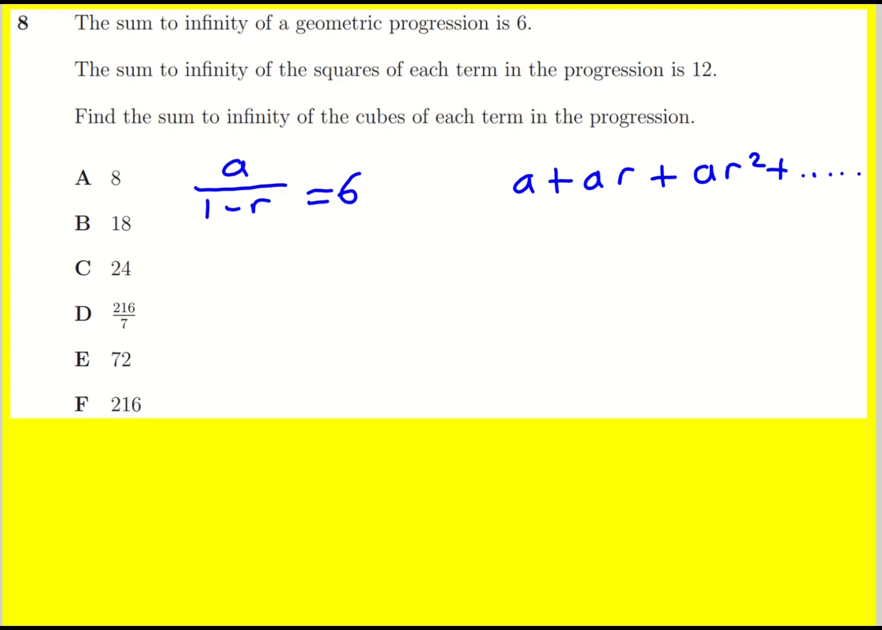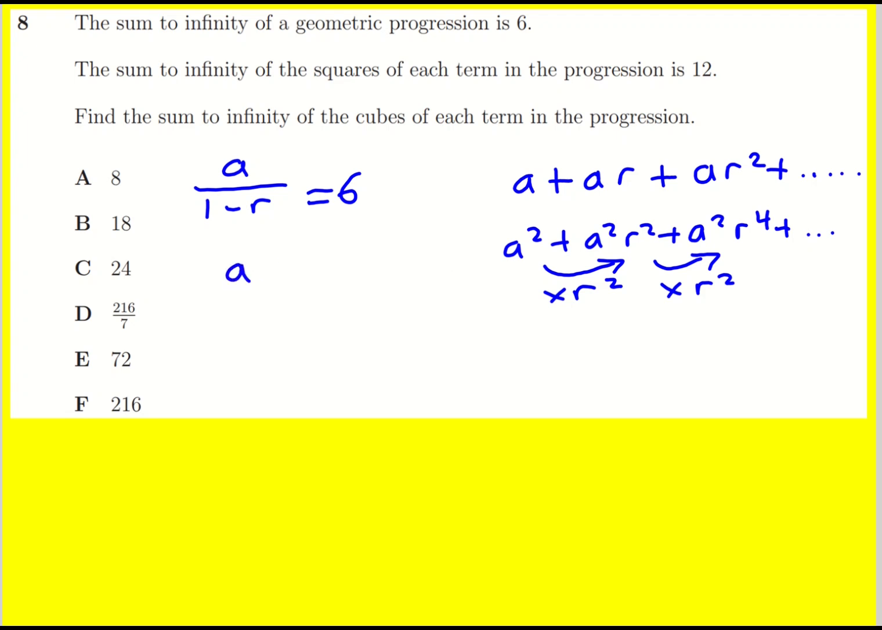But we're then told that the sum to infinity of the squares of each term is 12. So let's just check that out. It would be a squared plus a squared r squared plus a squared r to the 4, and so on. And actually, this is still a geometric progression. We're just timesing now through by r squared. That's the common ratio, and the first term is a squared. Okay, hopefully I've convinced you of that. So it's actually going to be a squared over 1 minus r squared that's equal to 12.